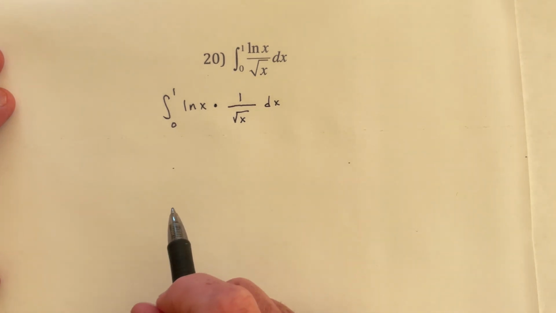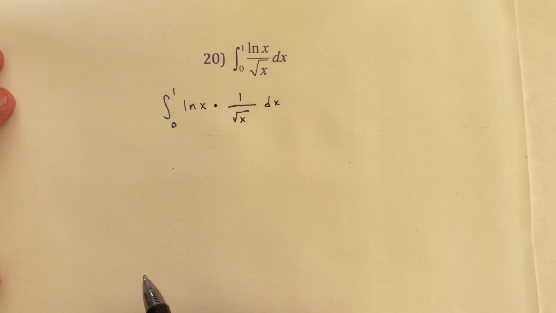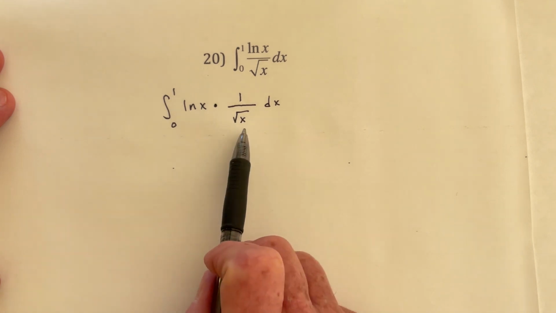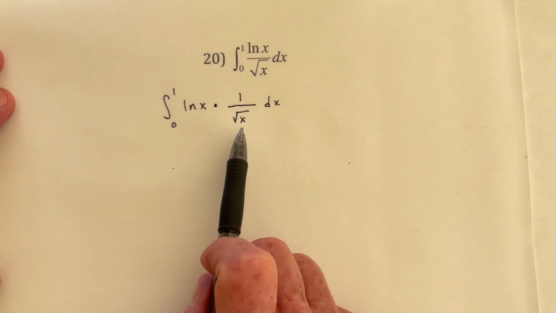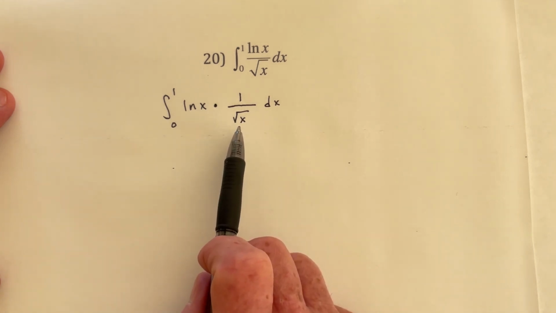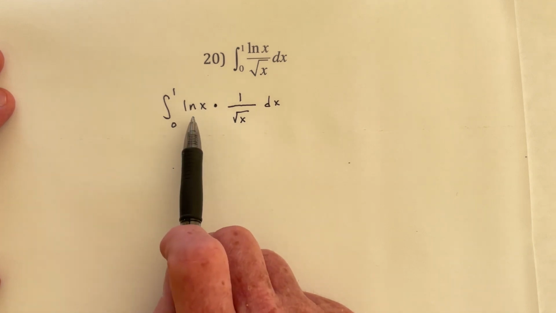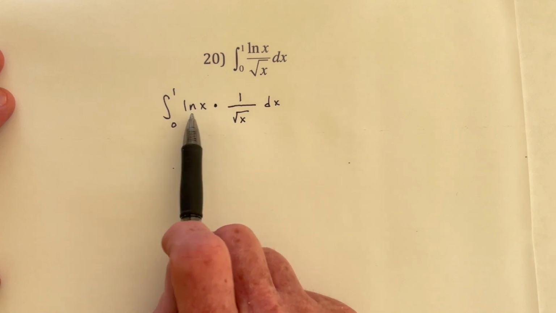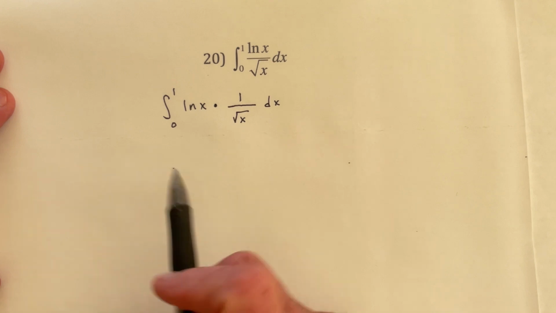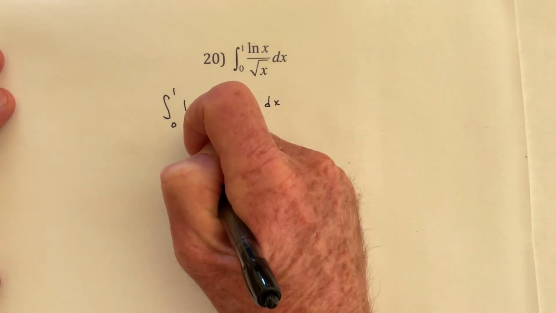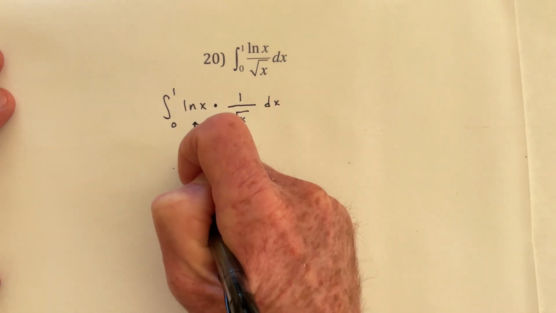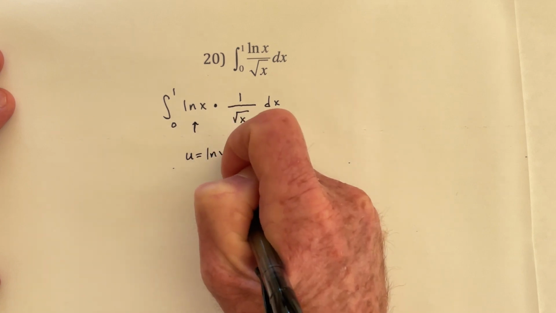Now when you do integration by parts, the u should be chosen so its derivative makes the problem simpler. If I choose this as the u, then the derivative of that is still going to have a square root in it, which does not make life simpler. If I choose this to be the u, the derivative is just 1 over x, and that's actually simpler than trying to integrate natural log of x. So this will be the u. Let u equal the natural log of x.